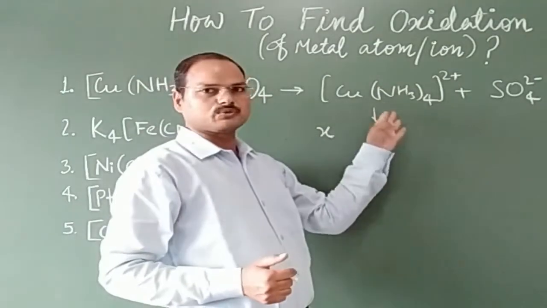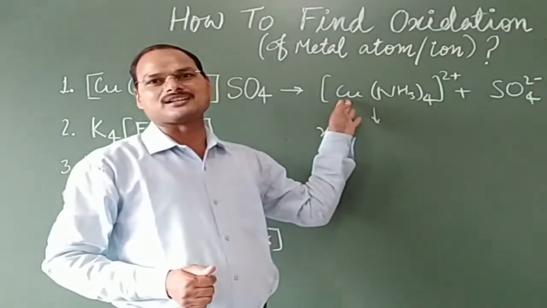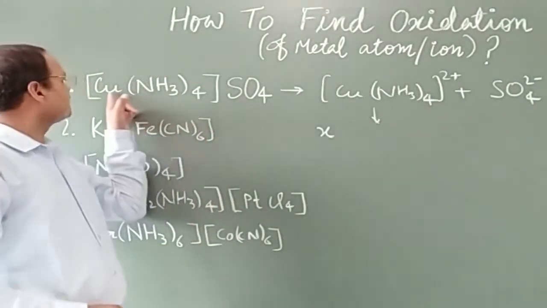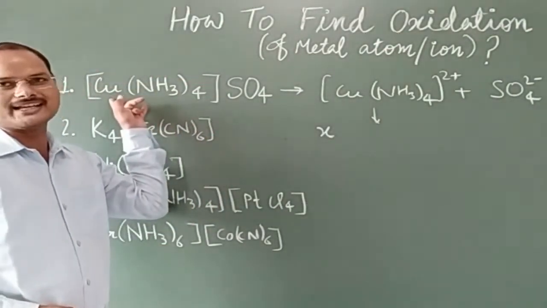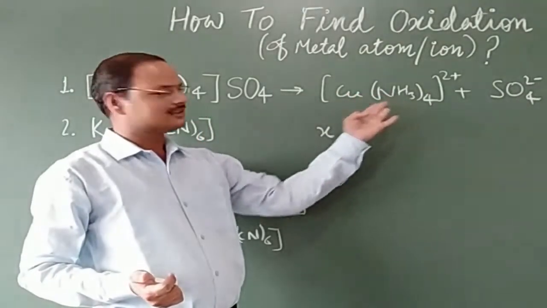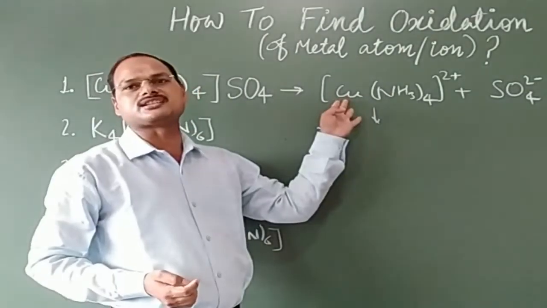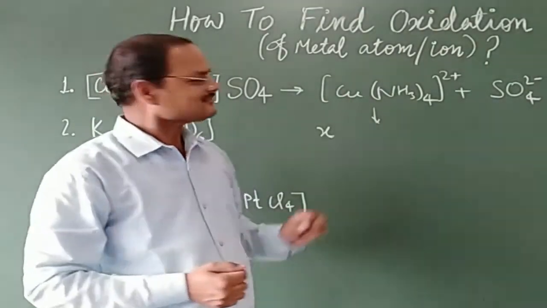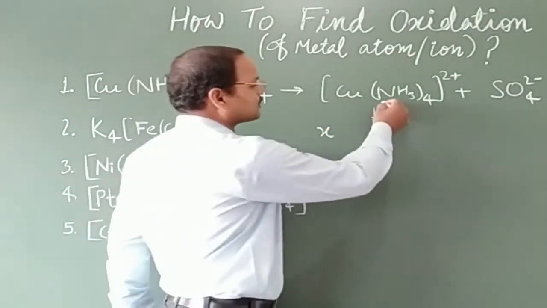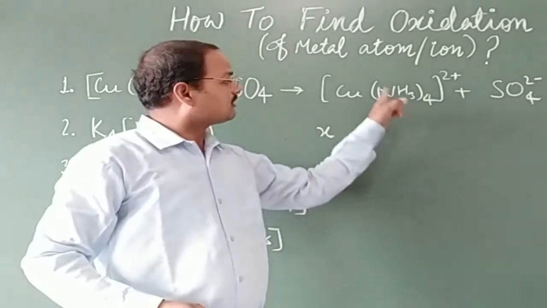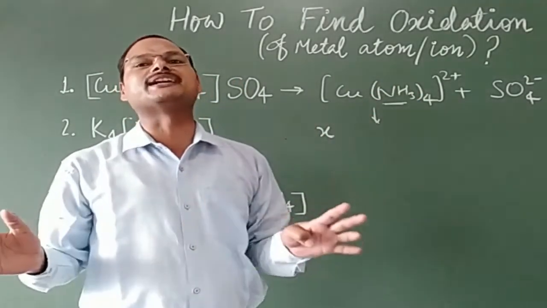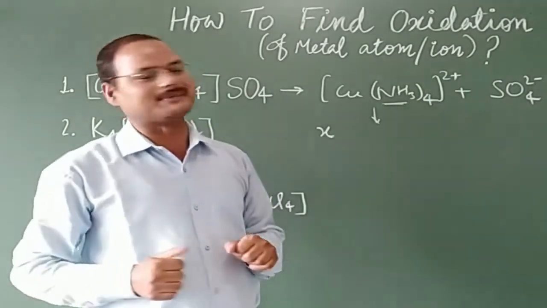I am taking this ion to find out the oxidation state of copper. We can also take this molecule to find out the oxidation state of this central atom or ion. In both ways we can calculate. Let's see, with the help of this ion, I am calculating the oxidation state of copper in this compound. It is an unknown value, taken as X. Now we should know the oxidation states or charge on the ligands, otherwise we can't find out the oxidation state of the unknown element.